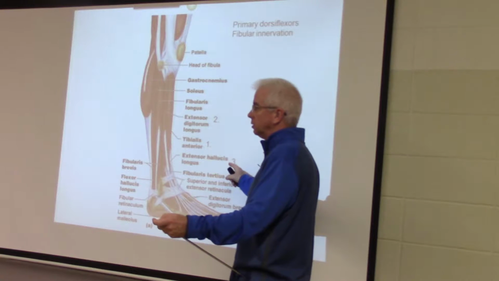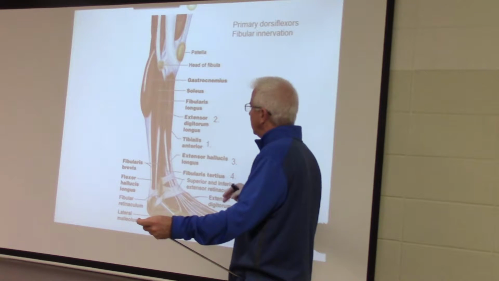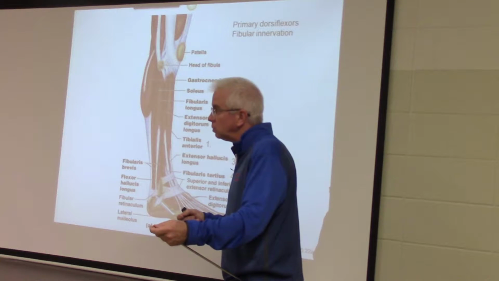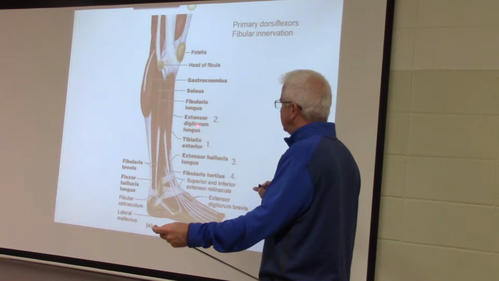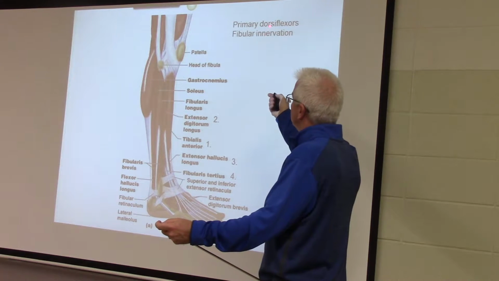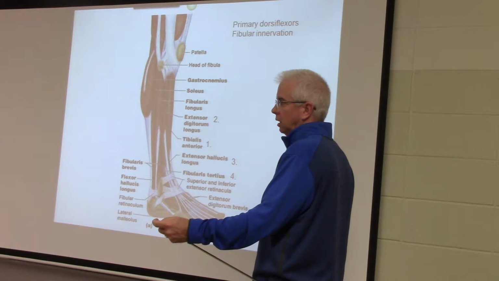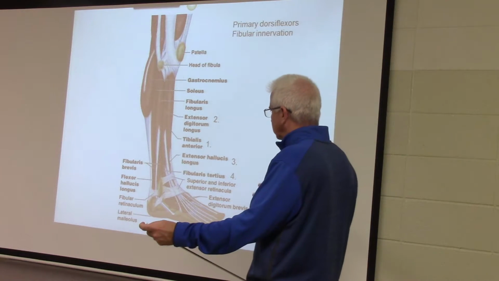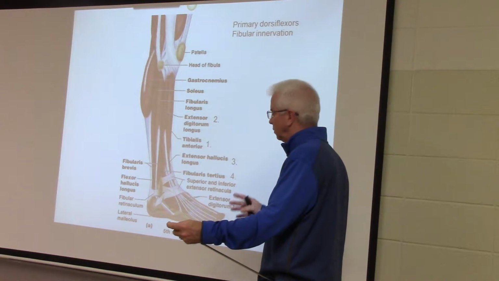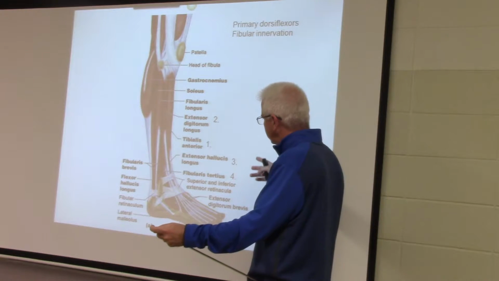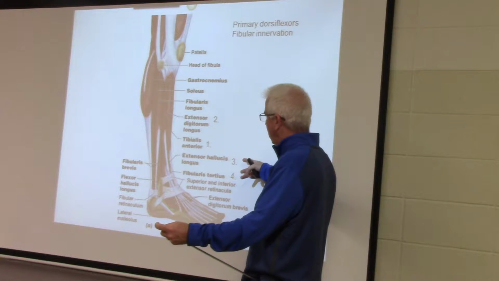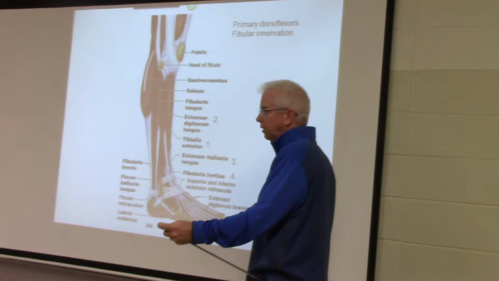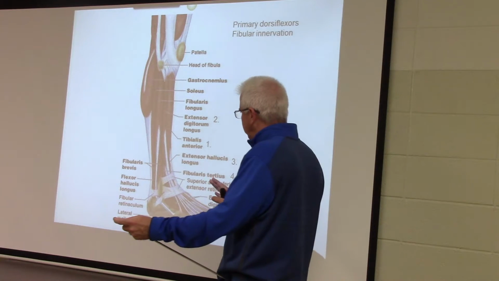Now, these are labeled, I'm going to pick up two more now. These are labeled in order to emphasize to you what the muscles do. The first two here, the tibialis anterior and extensor digitorum longus, both dorsiflex. And the other two major dorsiflexors are also labeled here. I'm going to penetrate a little bit deeper here. The other two major dorsiflexors that you can see in this picture are the extensor hallucis longus and the fibularis tertius.